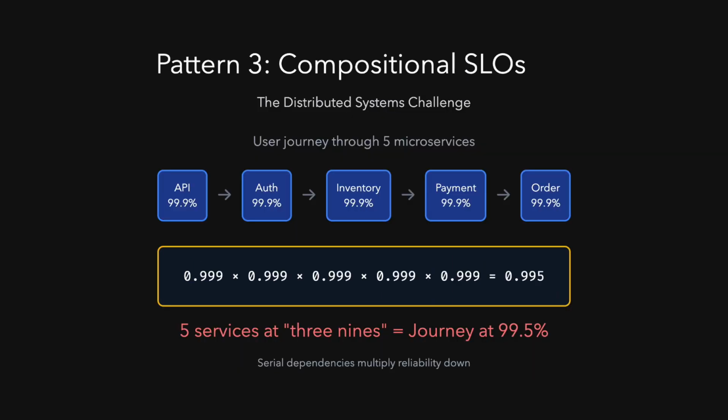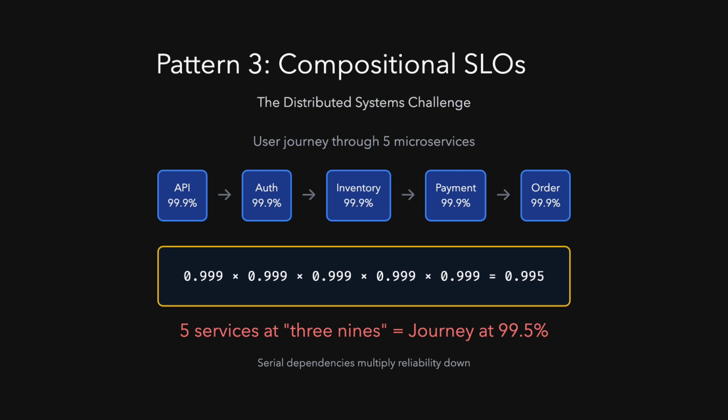The third pattern is compositional SLOs for distributed systems. This is where things get mathematically interesting and operationally complex. In a microservices architecture, a user journey spans multiple services. How do you calculate the reliability of the journey? Let's say checkout touches these services: API gateway, authentication service, inventory service, payment service, and order service. What is the user-experienced reliability?